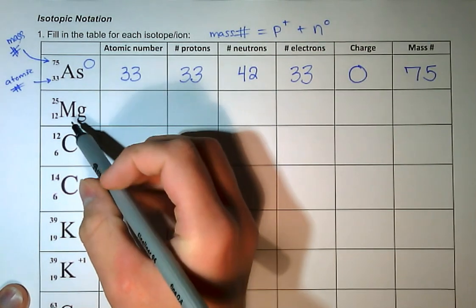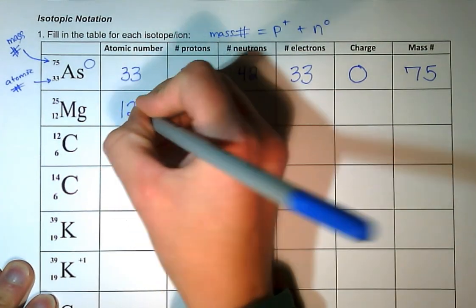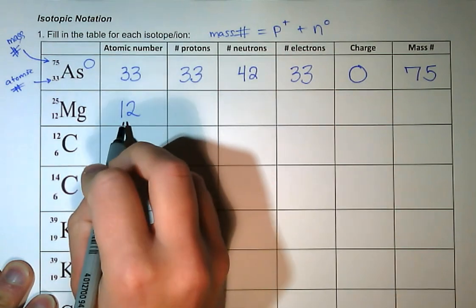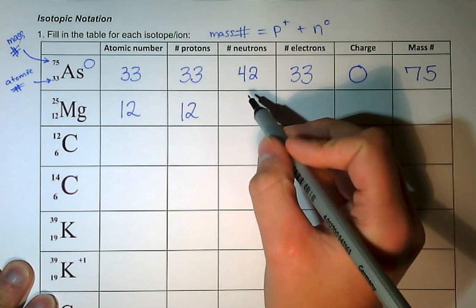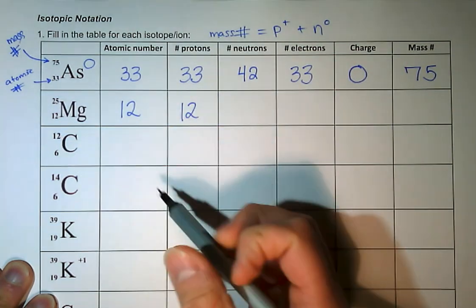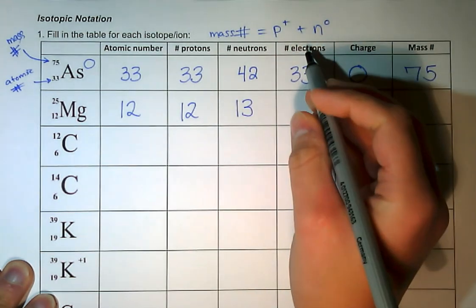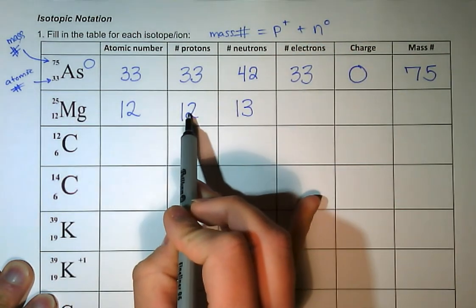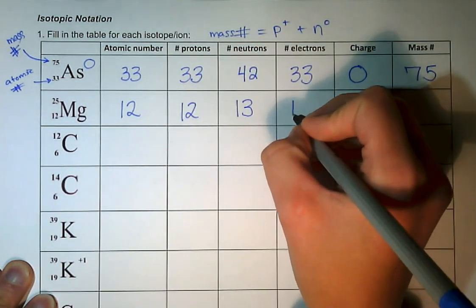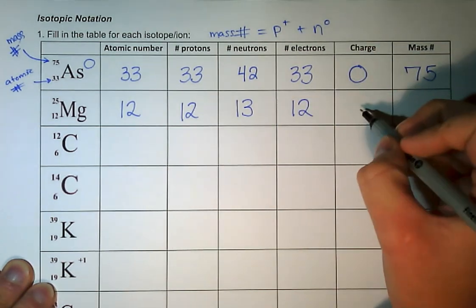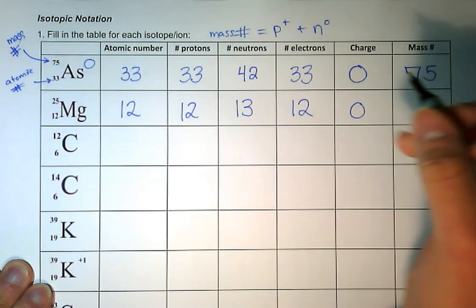Going down to the second row, we have magnesium. Its atomic number is 12. The number of protons will be equal to the atomic number, so that's also 12. The number of neutrons, of course, we can do mass number minus atomic number, so 25 minus 12 gives us 13 neutrons. Our number of electrons must be equal to our number of protons because there is no charge on magnesium. So our protons 12, electrons must also be 12. Our charge, of course, is 0 again, and then our mass number is the number at the top, 25.